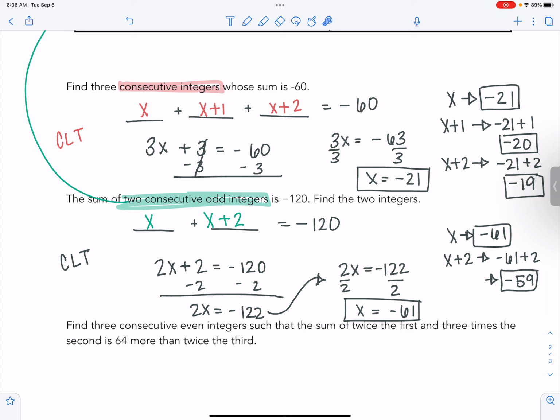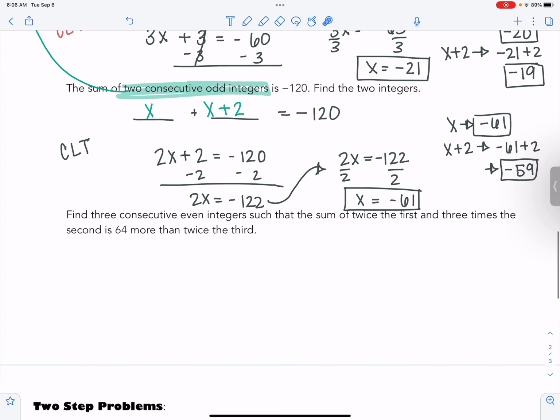And just to check, this is odd integers, and these are odd numbers. So I am good. And they are consecutive. They are back to back. All right, this last one is probably the most complicated just because it's got a lot of words that we are translating.